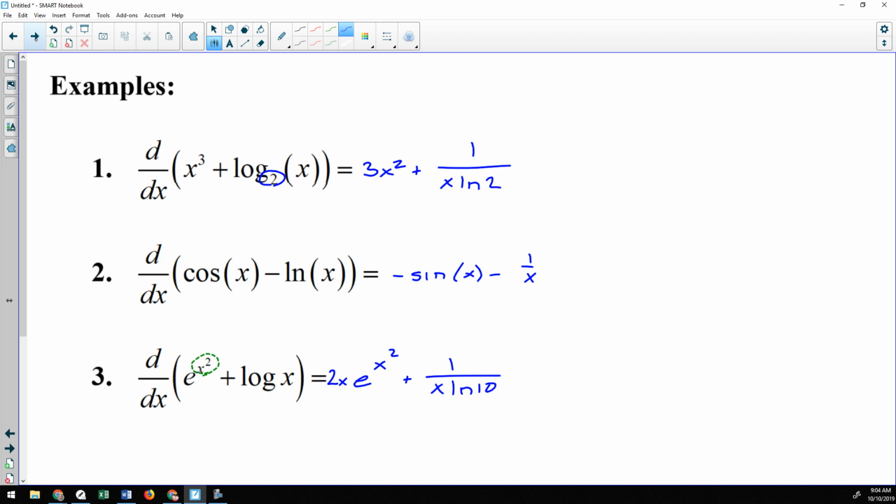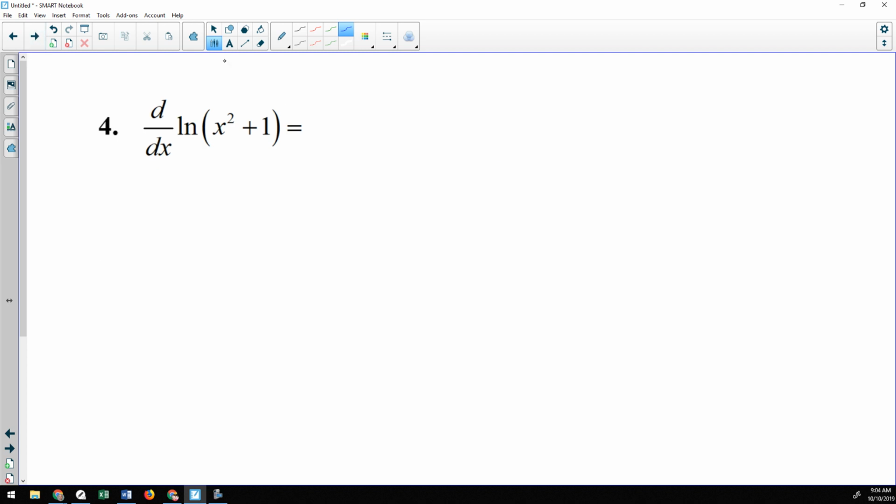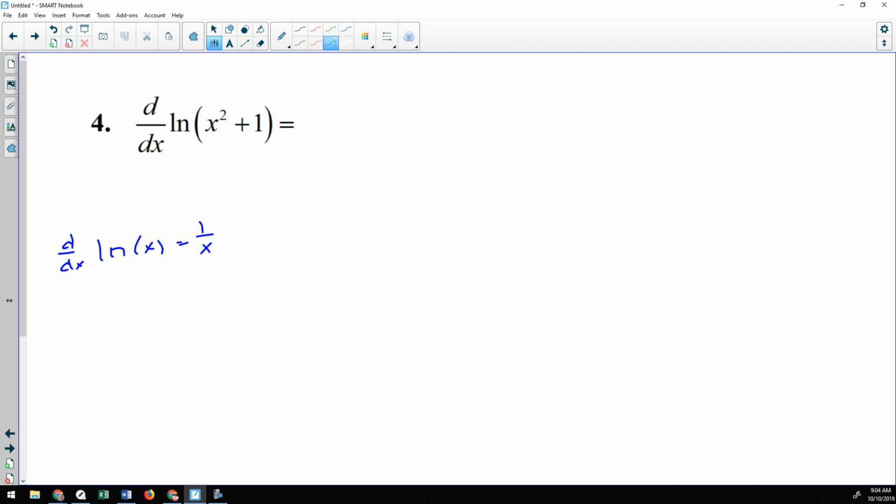And then one more example before I uglify our natural log derivatives. The derivative of the natural log of x squared plus 1. You notice in this one, I made the inside a little bit uglier. It's no longer just the natural log of x, which I know the derivative of is just 1 over x. This is the natural log of something uglier. And so what I've done here is I've created a chain rule with my logarithmic derivative.